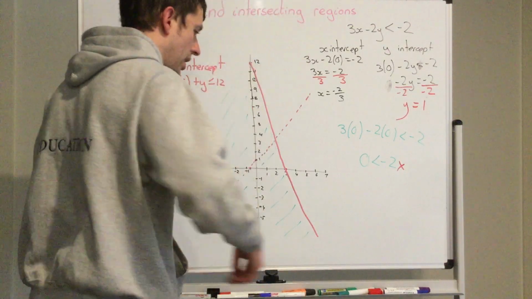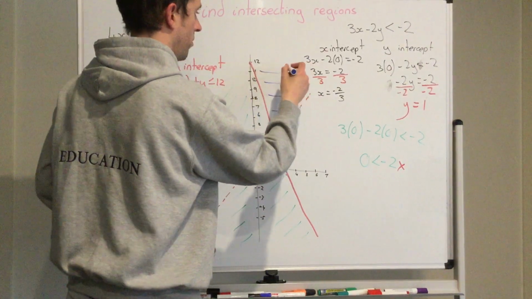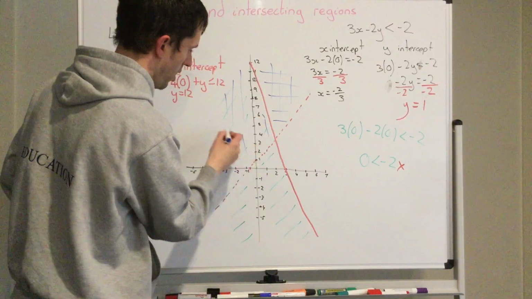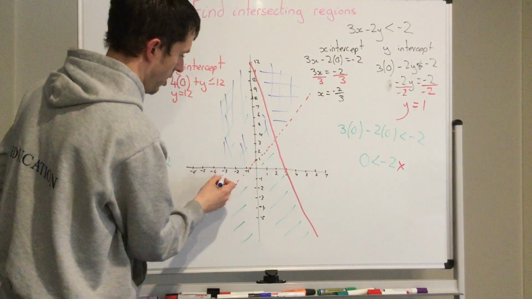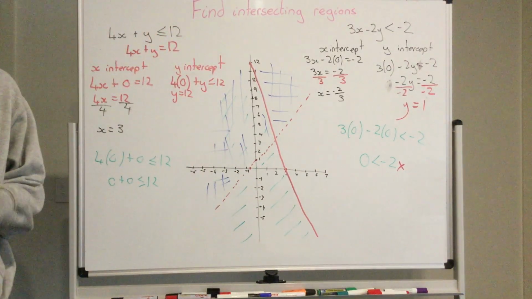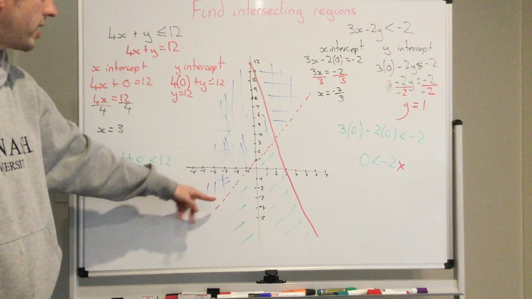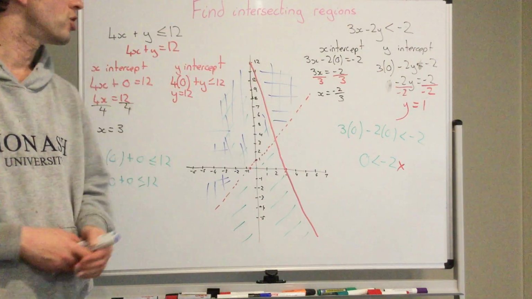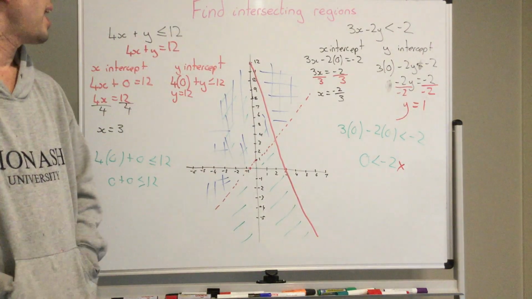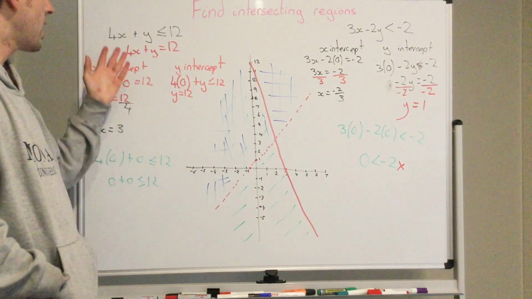So I'm going to grab another colour. We shade the top half. And we can see straight away the area that has both shaded. The intersecting region is this area right here, and that is the intersecting region of both of our lines. Really hope that helps you understand how to find the intersecting region of two linear equations.